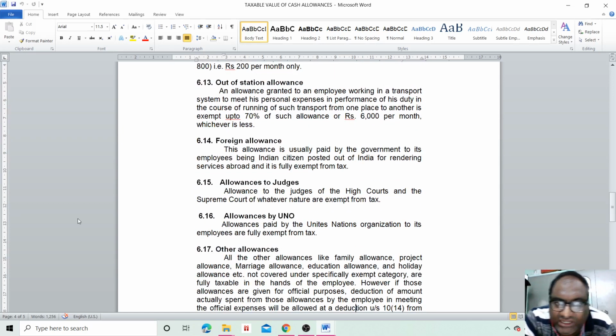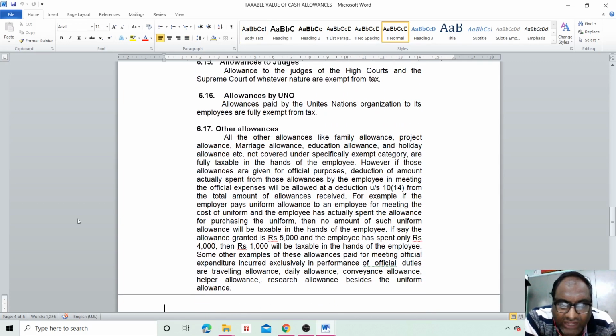Now, out of station allowance is granted to an employee working in a transport system to meet his personal expenses in performance of his duty in the course of running of such transport from one place to another. It is exempt up to 70% of such allowance, or 6,000 per annum, whichever is less. Foreign allowance is usually paid by the government to its employees being Indian citizens posted outside India or rendering services abroad, and it is fully exempt from tax. Allowance to judges, UNO, and other allowances.